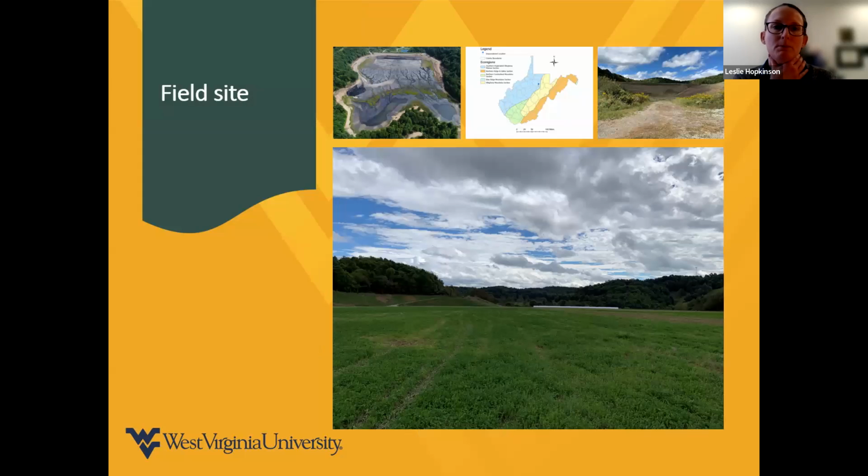This is our reclaimed impoundment. I kept the picture in the top left, which shows the impoundment prior to reclamation. It's located in Barbour County. At the beginning of our study, reclamation had just started, and so we saw the reclamation process and then characterized the site post-reclamation.